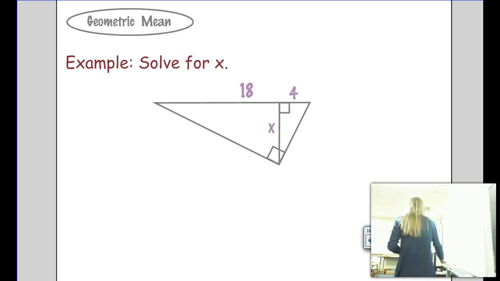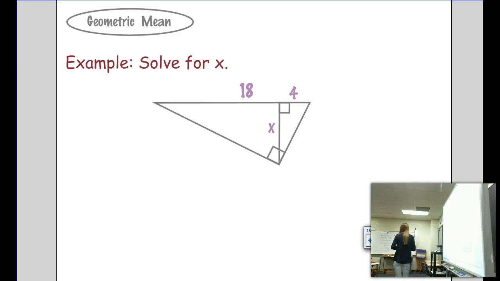Try this one by yourself without me leading you. Go. Long segment over the altitude equals altitude over the short segment.